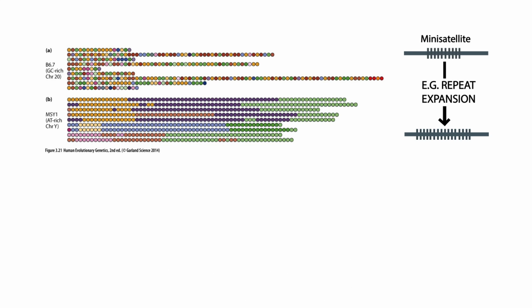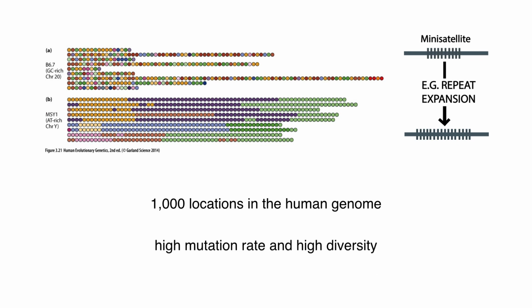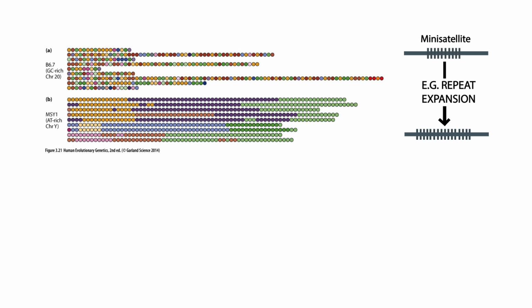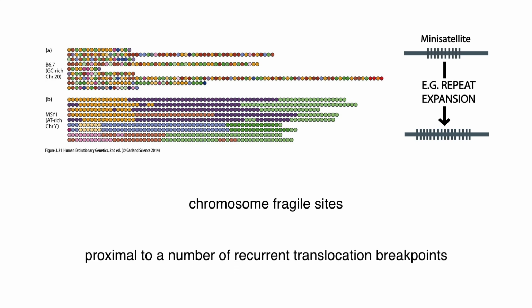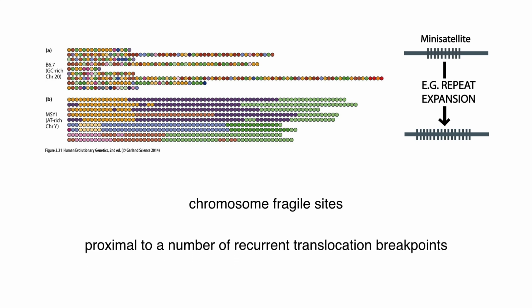Many satellites occur at more than 1,000 locations in the human genome, and they are notable for their high mutation rate and high diversity in population. These have been associated with chromosome fragile sites and are proximal to a number of recurrent translocation breakpoints.